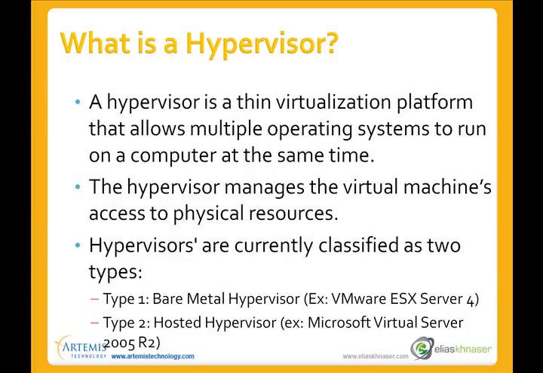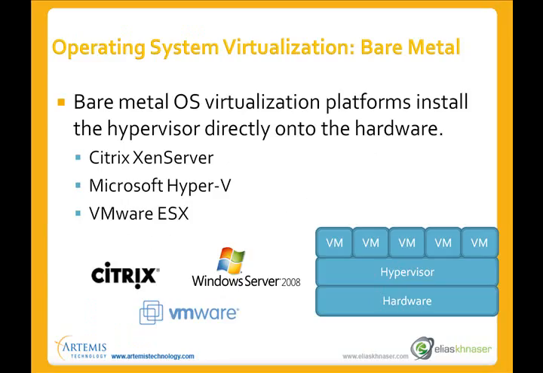So let's take a look at some of the server virtualization options that are available out there. Some of the vendors you see, Citrix XenServer, for example, is a Type 1 bare metal operating system where the hypervisor will get installed directly onto the hardware.